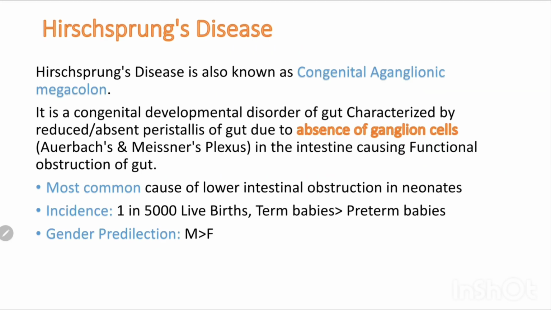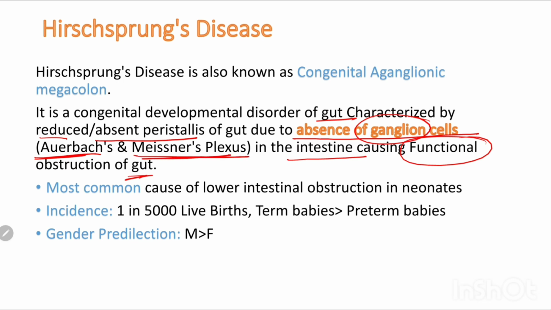Hirschsprung disease is also known as congenital aganglionic megacolon. It is a congenital developmental disorder of the gut characterized by reduced or absent peristalsis due to absence of ganglion cells in the intestine, causing functional obstruction of the gut. These ganglion cells are present in Auerbach's plexus and Meissner's plexus. Auerbach's plexus, also known as myenteric plexus, is present between the inner circular and the outer longitudinal muscle layer of the intestine, and Meissner's plexus is present in the submucosal layer.